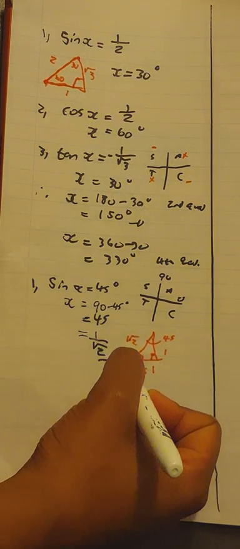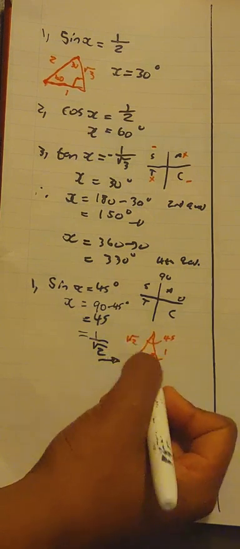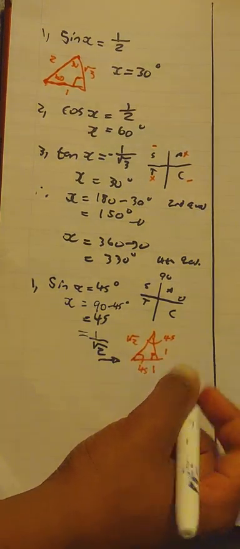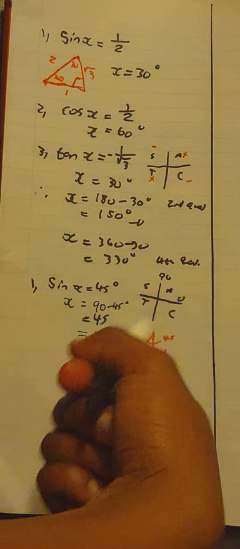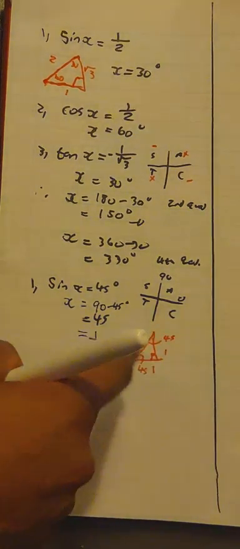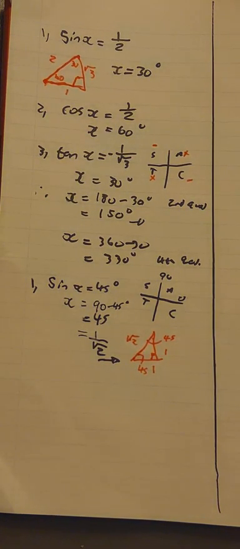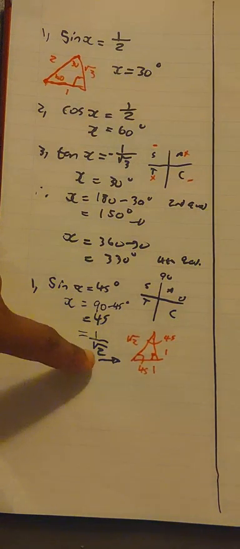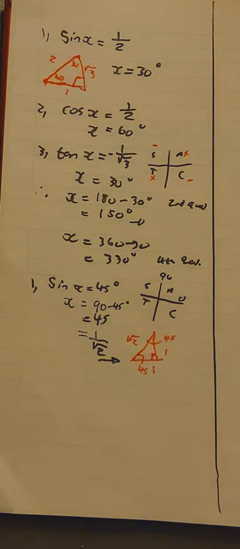It is positive where? It is positive on the first and on the second. But we leave it like this. We leave it like this because they're looking for the number.